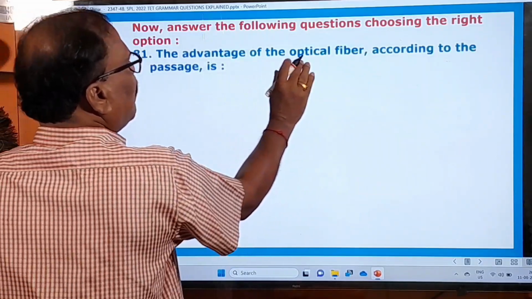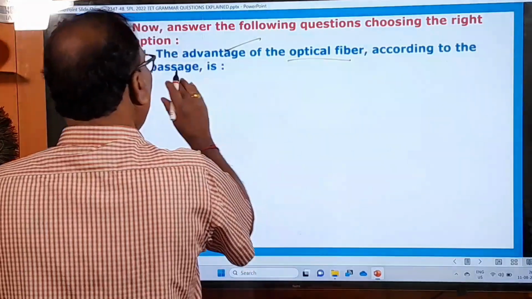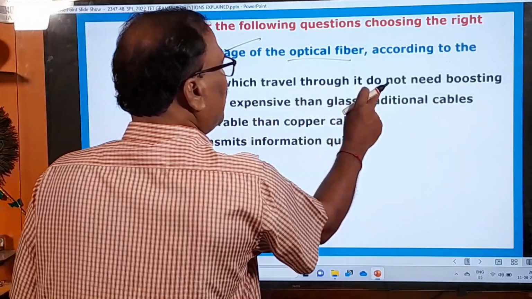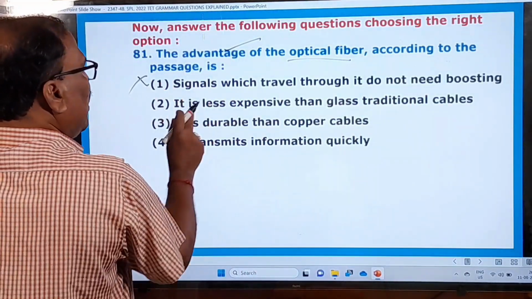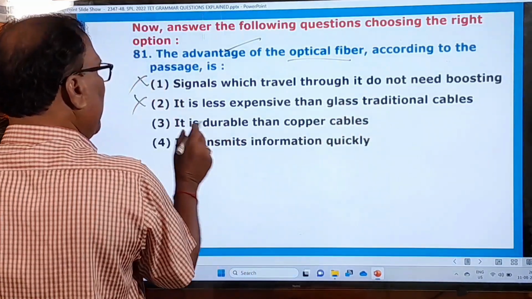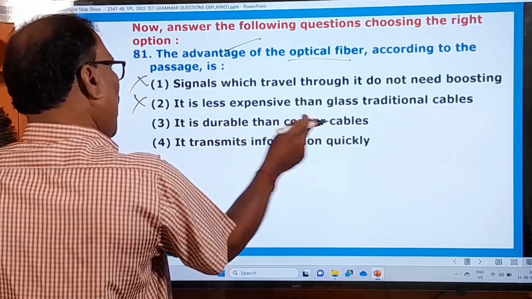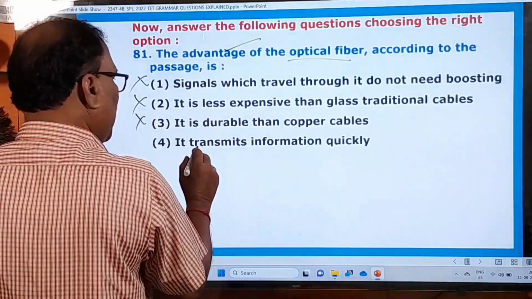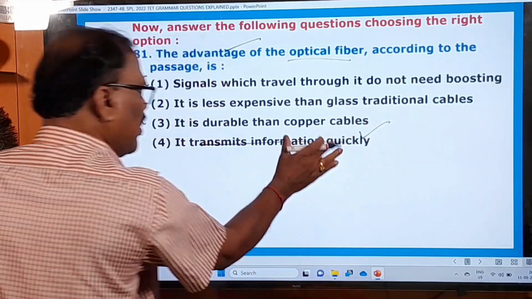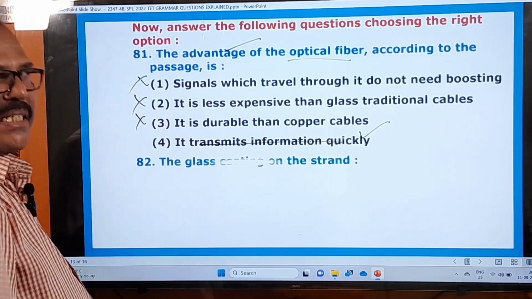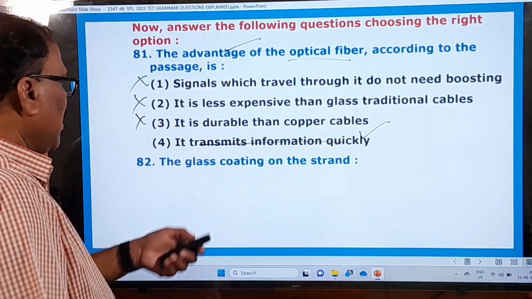The 81st one, the advantage of the optical fiber, according to the passage. Signals which travel through it do not need boosting. No. It is less expensive than traditional cables. No. It is more durable than copper cables. Of course this may be correct, but according to the passage this is not correct. But it transmits information very quickly. This is the only correct one. And we cannot go back to the passage, please. I'm very sorry, I cannot move this back.